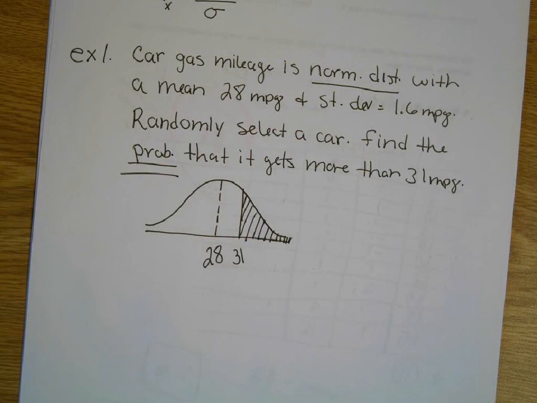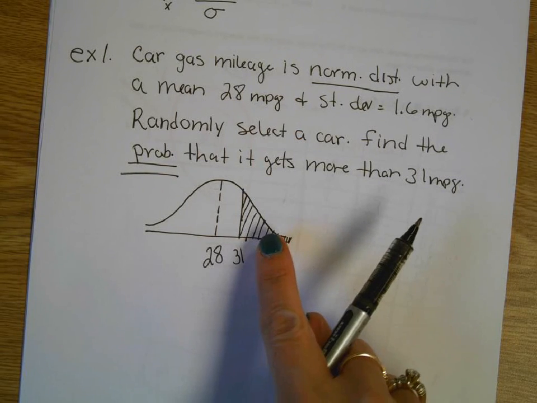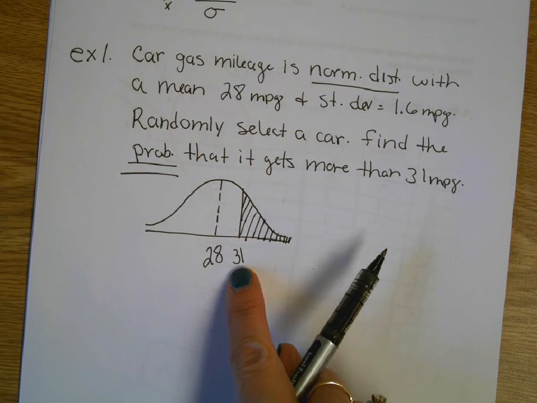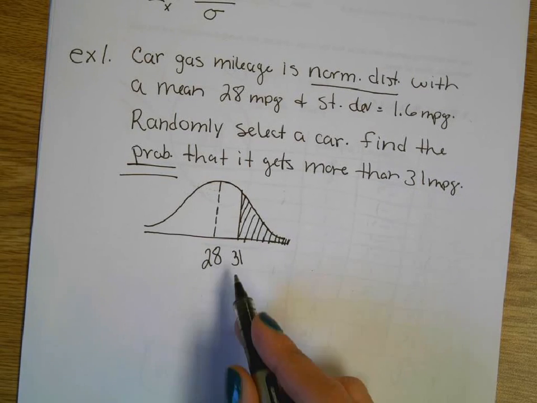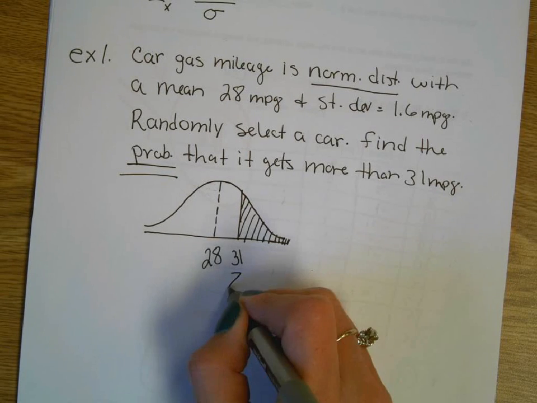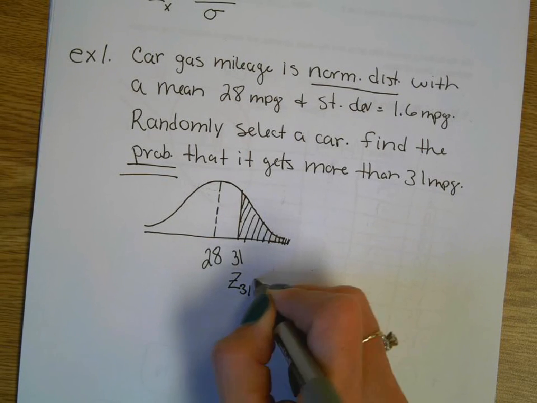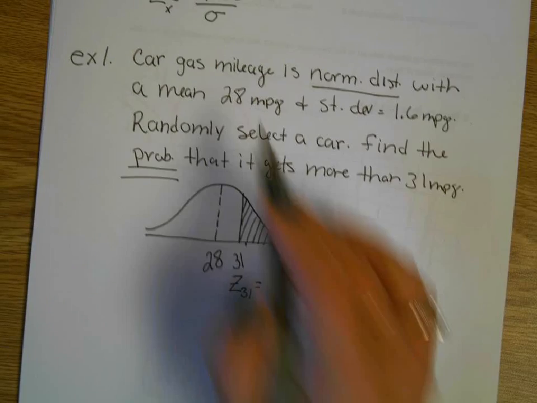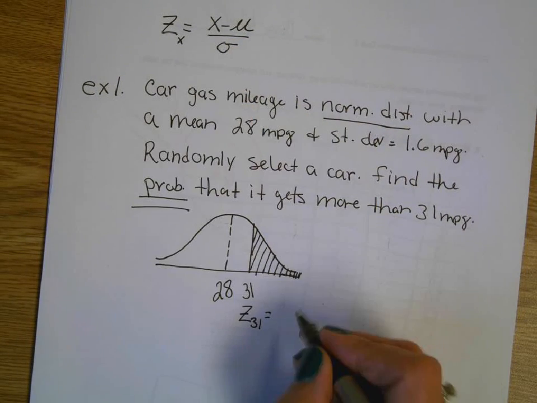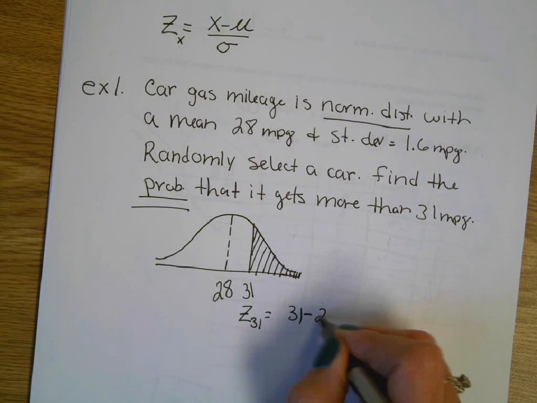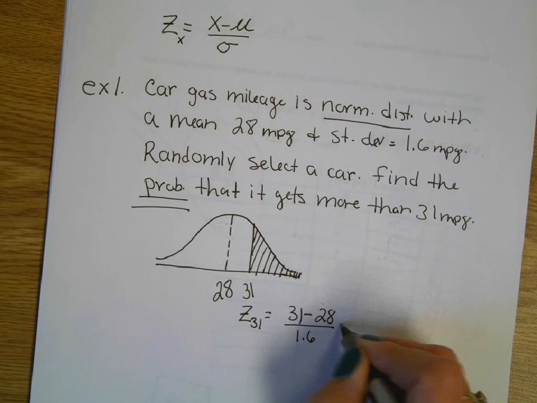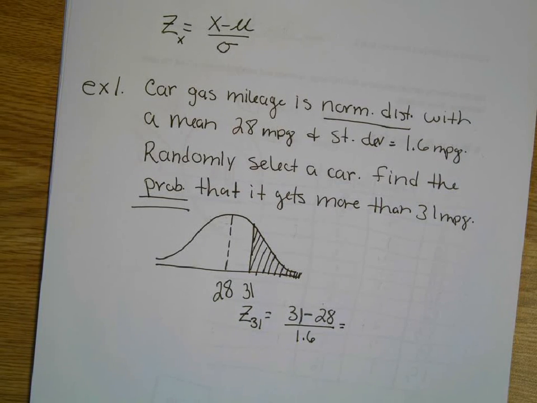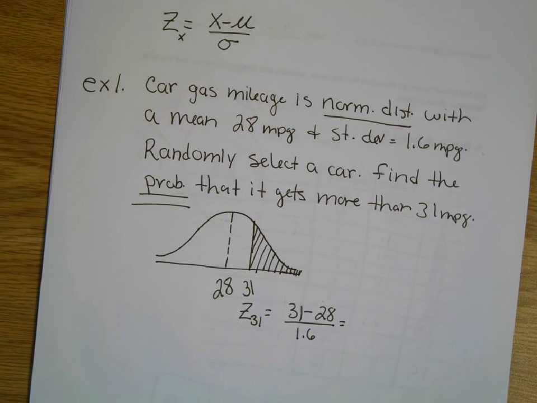So, what we need to do to find this area is convert this to a z-score. Once I know the z-score, I can look it up and get the area behind it, and then we can convert it over to the area to the right of it. So, what is the z-score for 31? How many standard deviations above the mean is that value? Well, there's a plug-and-chug formula right here. 31 minus the 28 divided by that 1.6. And you want this out 2 places, because we're going to look up the 2-place z-score. So round to the hundredths place.